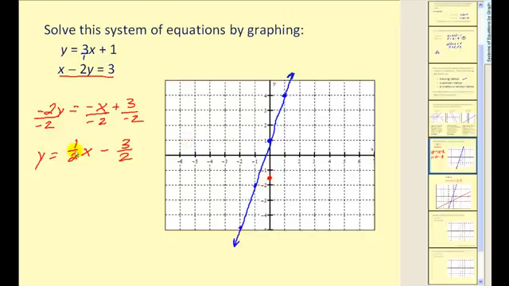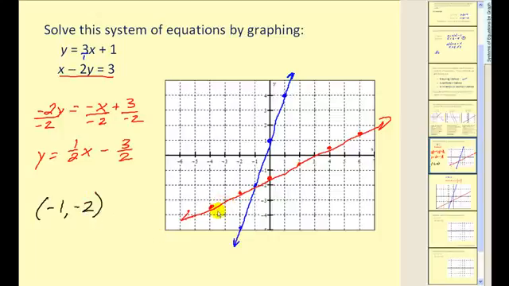Our slope is 1/2, so from here we'll go up 1 and right 2. And I'm going to go ahead and find a few more points. So our second line passes through these points. We can see that there is a point of intersection, therefore we do have one solution. The coordinates of that point represent our solution of -1, -2. So x is -1 and y is -2.